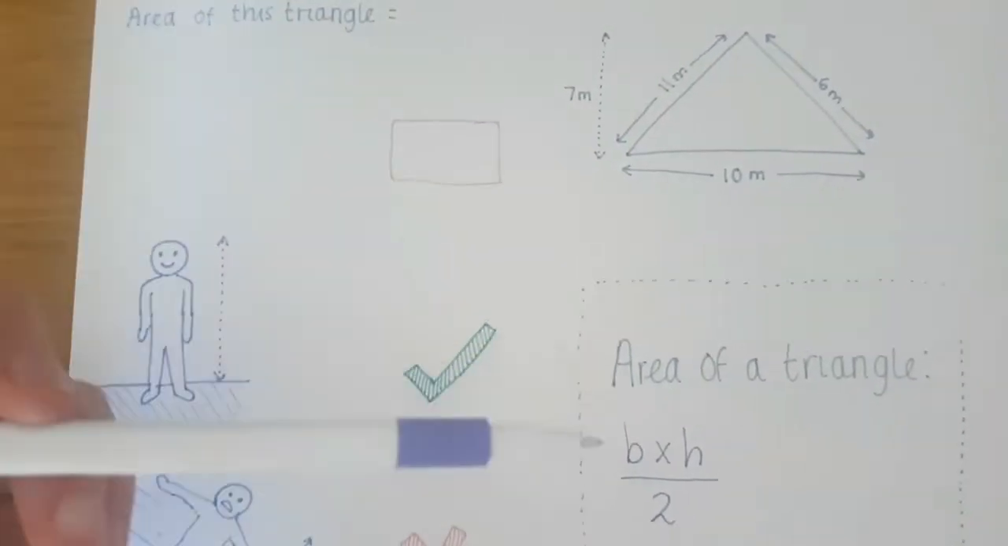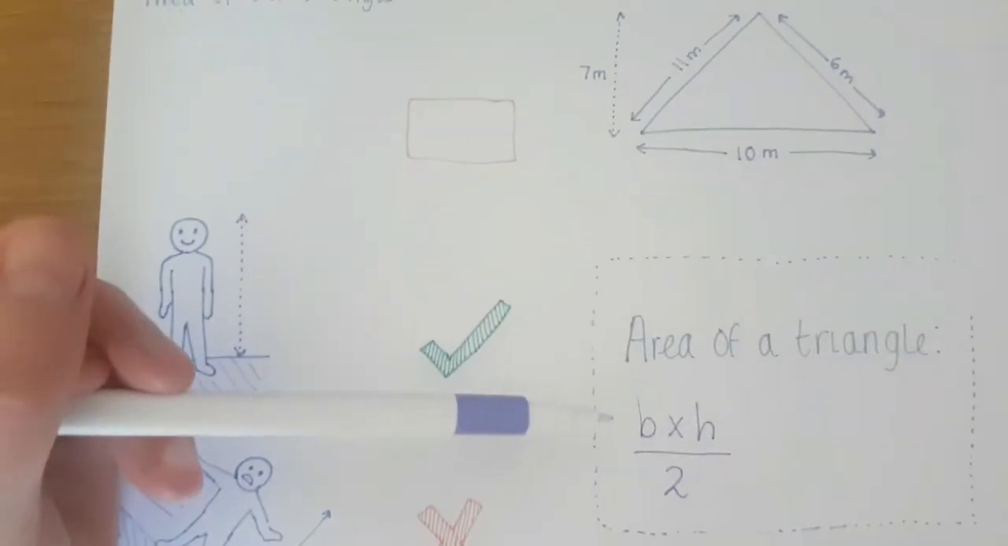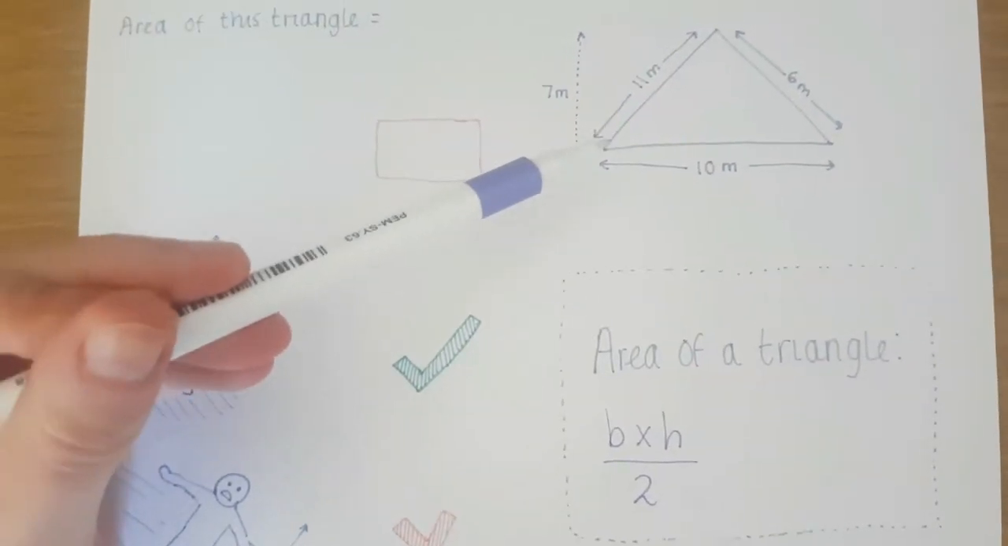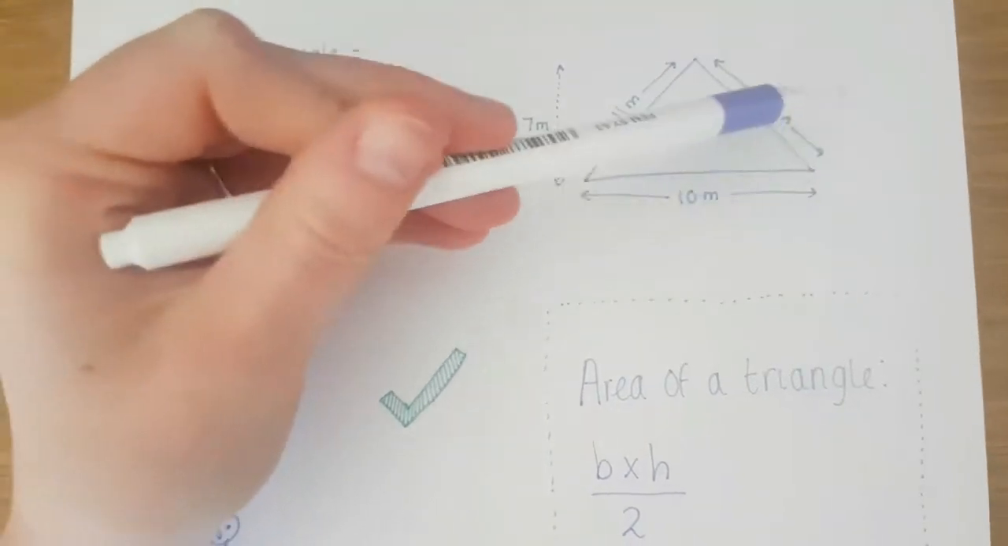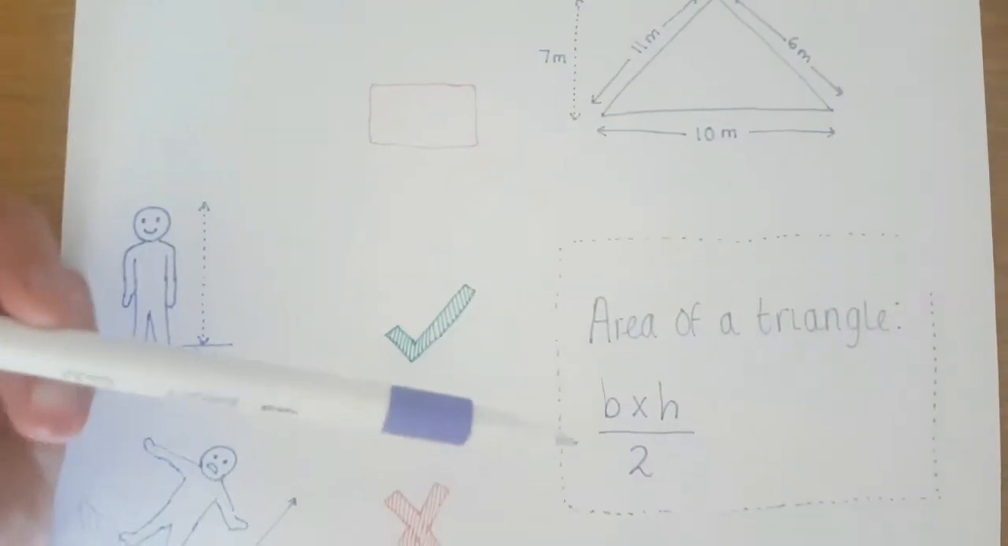And the reason for this is that base times height we know is the area of a quadrilateral. So because this is a triangle, this is half of a quadrilateral. If we had 2 of these, it'd make a single quadrilateral. So we always have to divide it by 2.